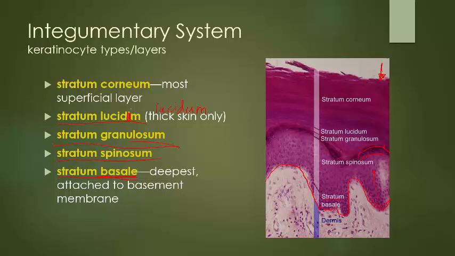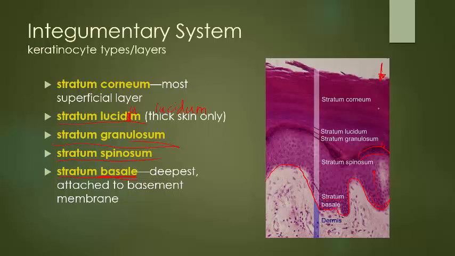So that I is incorrect. It should be a U. So there's the stratum lucidum, and that's a layer that's found in thick skin only. Now, it's not the reason that thick skin is termed thick skin. It doesn't give the thickness because it's just a couple of cell layers thick. But we only see this stratum lucidum layer in thick skin.